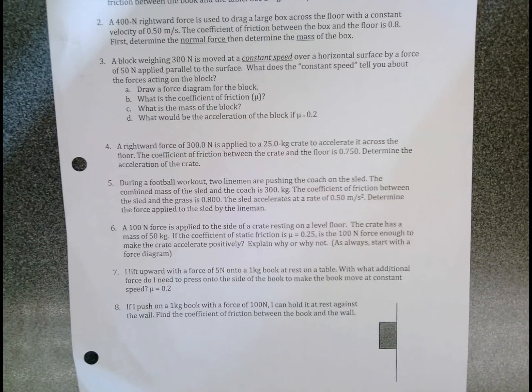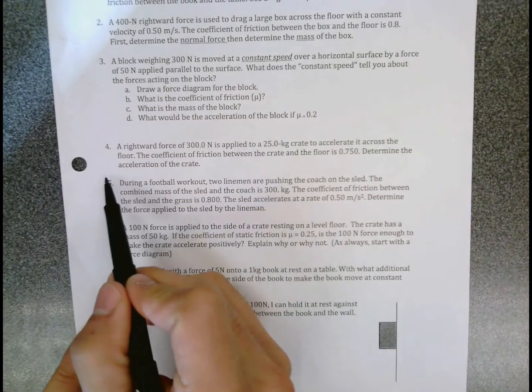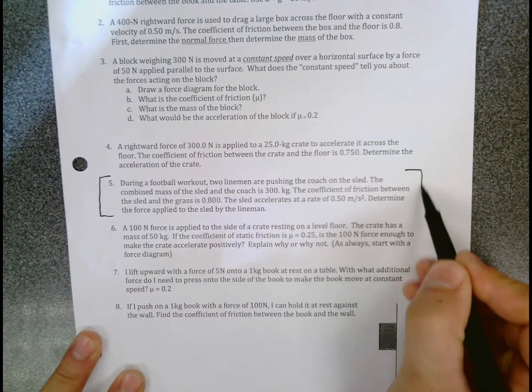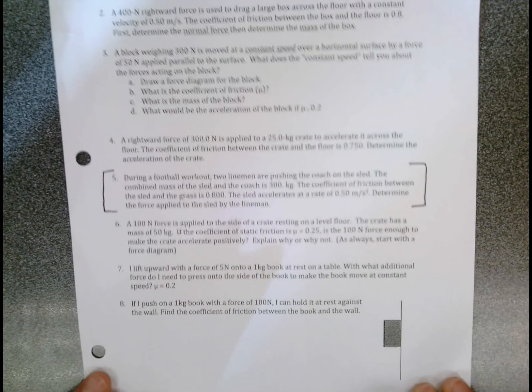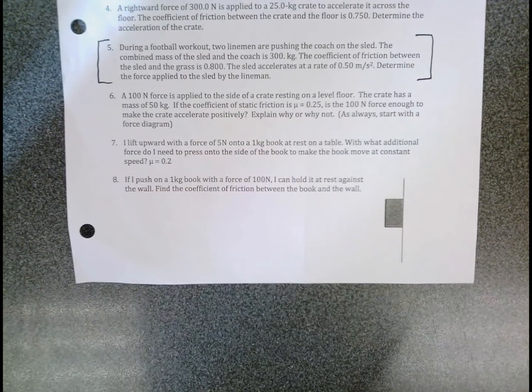Alright, in this video I want to go over number 5 on our friction problem practice problems. That is, during a football workout, two linemen are pushing the coach on the sled. The combined mass of the sled and the coach is 300 kilograms. The coefficient of friction between the sled and the grass is 0.8. The sled accelerates at a rate of 0.5 meters per second squared. Determine the force applied to the sled by the lineman.